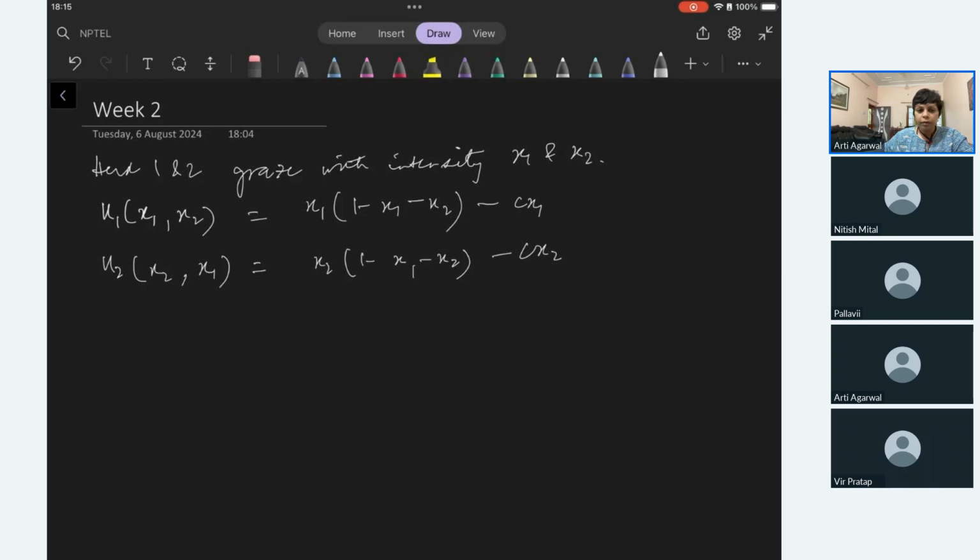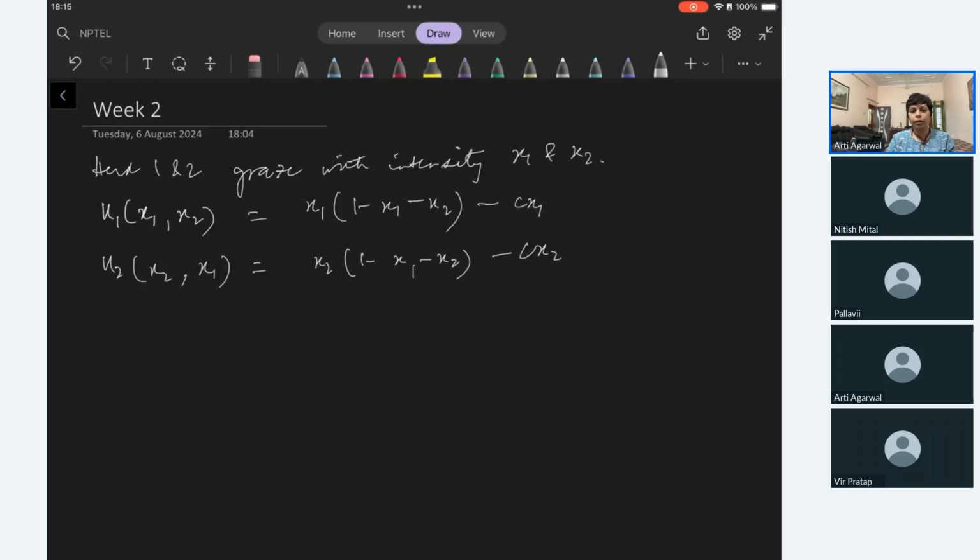Now, what happens? What we want to do is we want to actually maximize the benefit. That's what we always want. That's what we discussed in the first class itself, that we always want to maximize our utility or payoff or profit, whatever it may be, as the case may be in the given problem. So now u1 will be maximized with respect to what? x1 or x2? With respect to x1, right? Because for player one, or for herd one, it can only control x1. It cannot control x2, right?